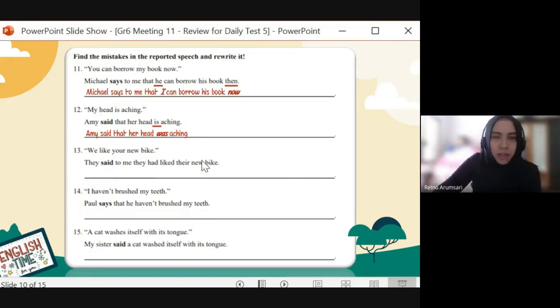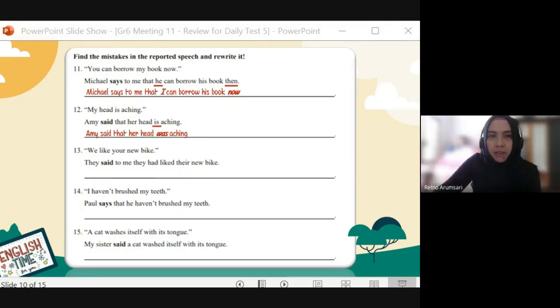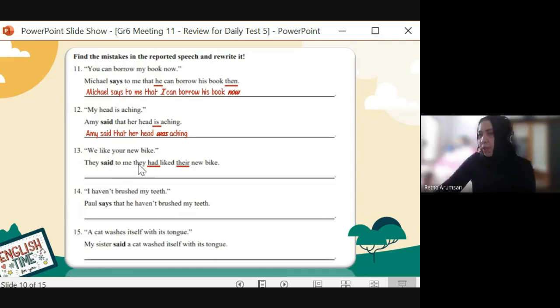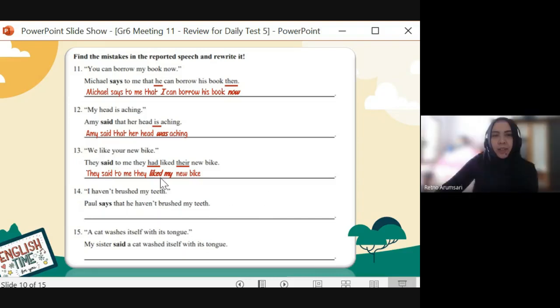Yes, first there, and then after that, had liked. Yes, had liked and there. Why is this wrong, 6D? Because we change verb 1 into verb 2. Yes, we change verb 1 into verb 2. You don't change verb 1 into verb 3 plus had like this. So the correction is: they said to me they liked my new bike. Like that. Okay, verb 1 into verb 2.